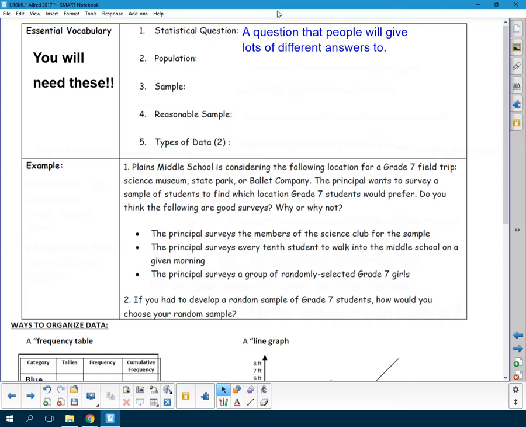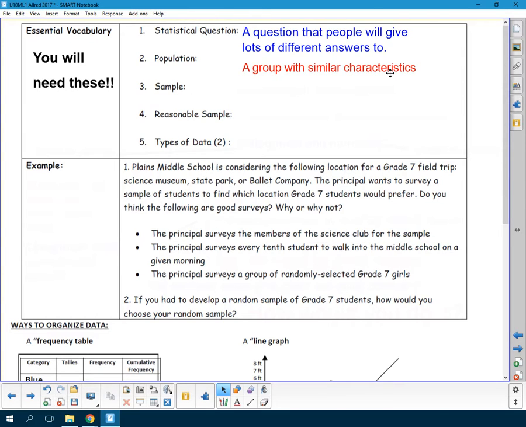If you ask a question like, what's your favorite subject in school? You might get lots of different answers, all the encore classes, all the core classes, all those things. If you ask what people made on their last test, you'll definitely get lots of different answers for that one. So you want to make sure that you ask a question that people will give lots of different answers to, okay? When you're asking that question, you're going to ask a particular population. That's a group of people with similar characteristics.